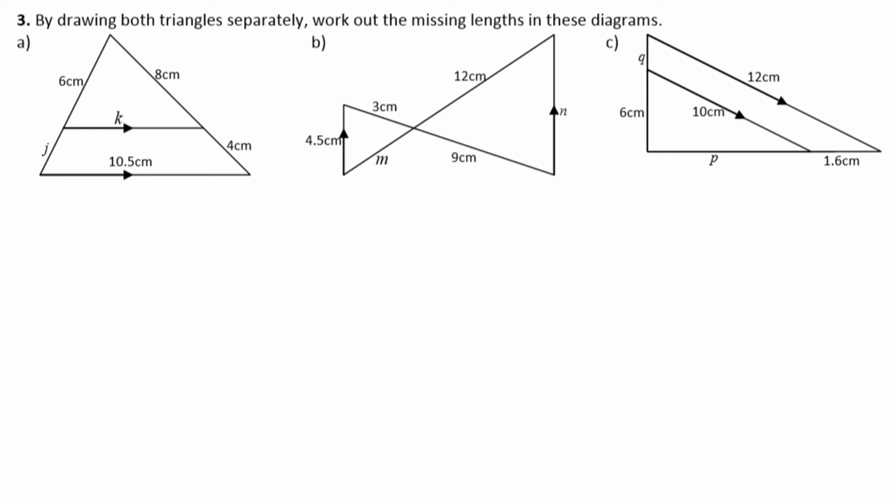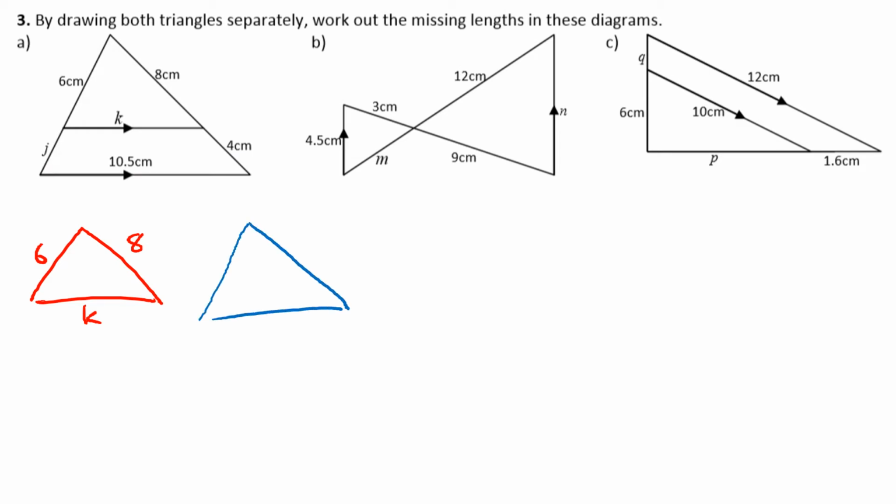So there are two triangles in question 3. There's one here, which has got a 6, 8 and a K, so let's just draw that separately. And then there's a bigger triangle, which is here. And what are the lengths of the bigger triangle? Well, it's got 10.5 on the bottom, we can see that. It's got 12 here, so it doesn't have 8, it doesn't have 4, it's got both of those added together. And then on the other side here, we've got basically 6 plus J. Okay, so because it's both of those numbers combined.